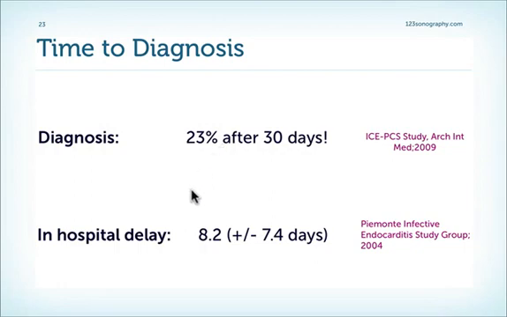And even inside the hospital, even after the patient has been admitted, there's often a delay until echocardiography is being performed. This is from the Piedmont Infective Endocarditis Study Group, published in 2004. The delay here was a mean of 8.2 days within the hospital. So, the key message here is, think about endocarditis and suspect endocarditis and refer the patient to echocardiography as early as possible.